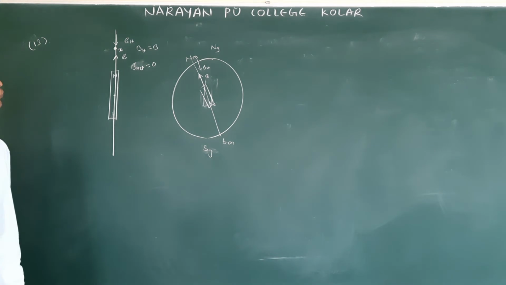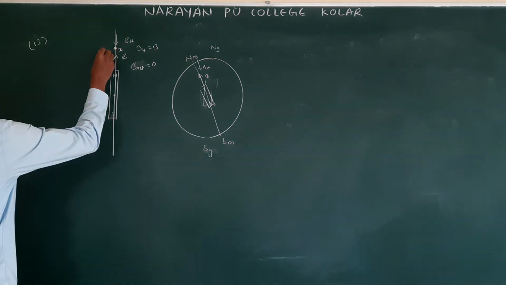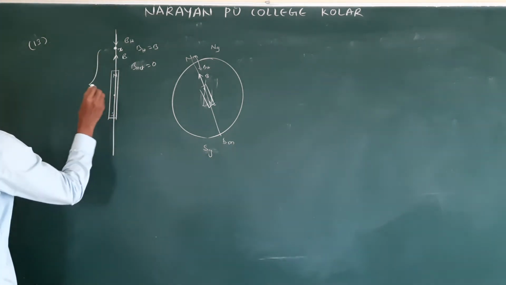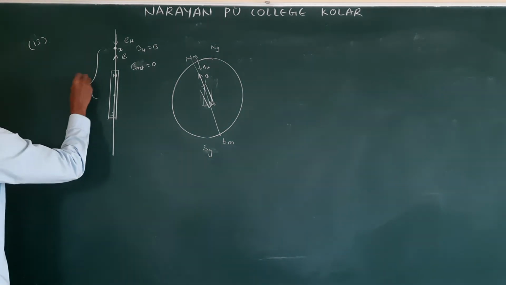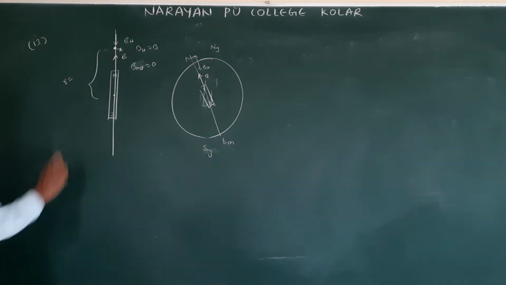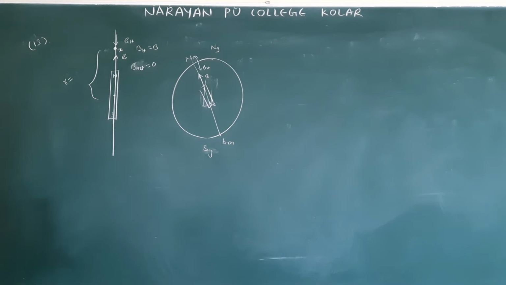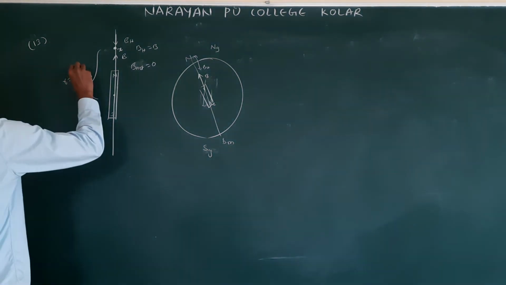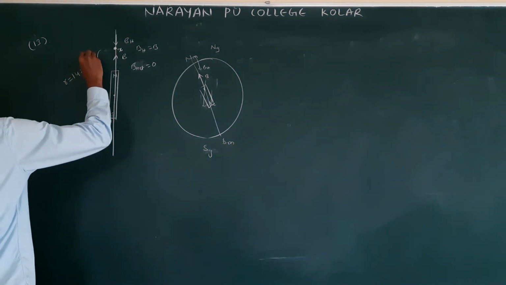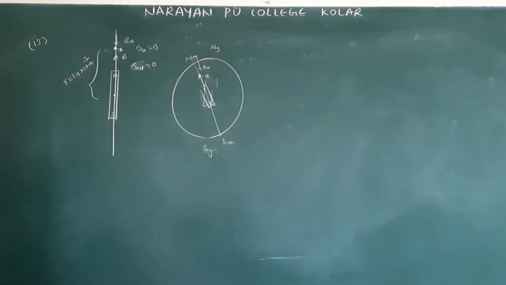Now, this is the given situation. What is this distance? Let us say R. The point is X. The distance is given as 14 centimeter, 14 into 10 power minus 2 meter. This is the given data.